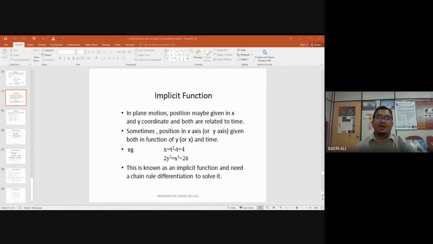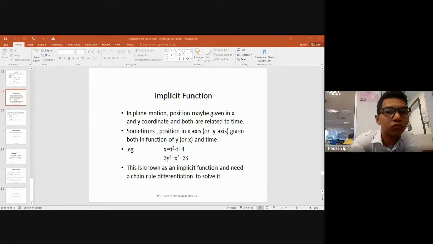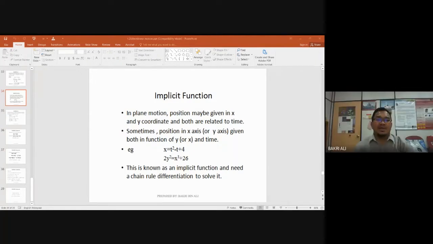So as we have learned about the rectilinear motion, we will have the position in x and y direction. So the position function can be given in x and y variables. And of course, because dynamics is dealing with time, there will also be a time variable. So there will be three variables in the position coordinate.